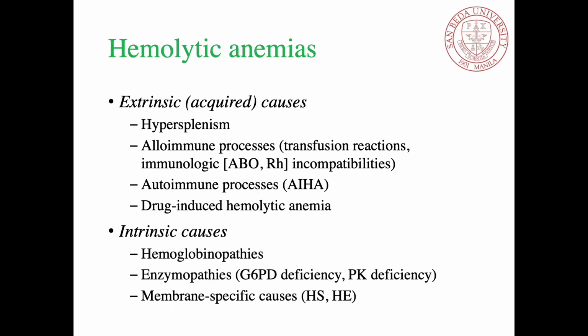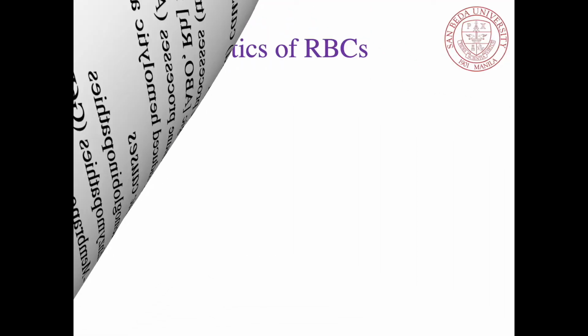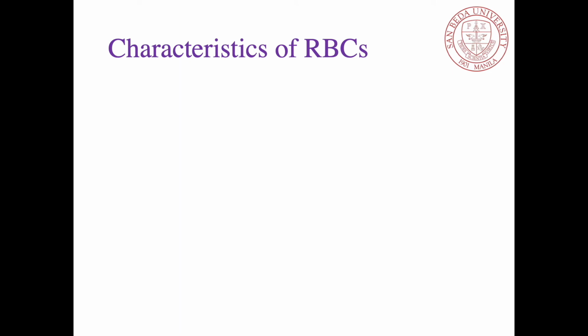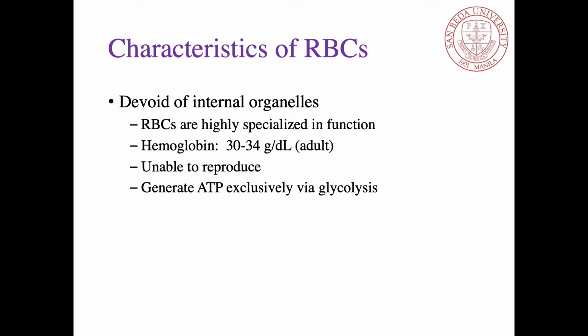Hemolytic anemias can also have intrinsic causes, and these are due to abnormalities in the function and or morphology of the component proteins of the RBC, such as hemoglobin, enzymes in the RBC, and structural or cell membrane proteins. Now, we are jumping ahead by first introducing to you the concepts of hemolysis when we haven't reviewed yet the normal characteristics of RBCs.